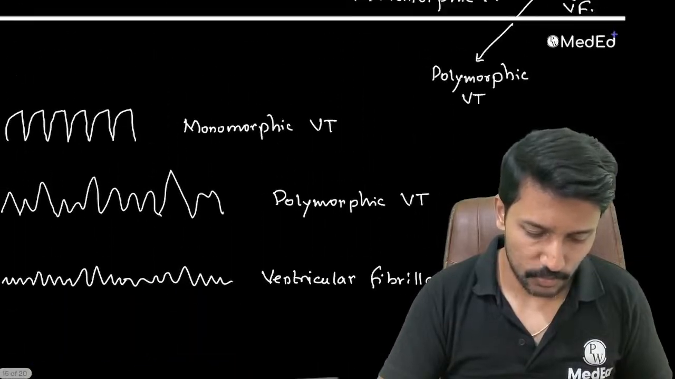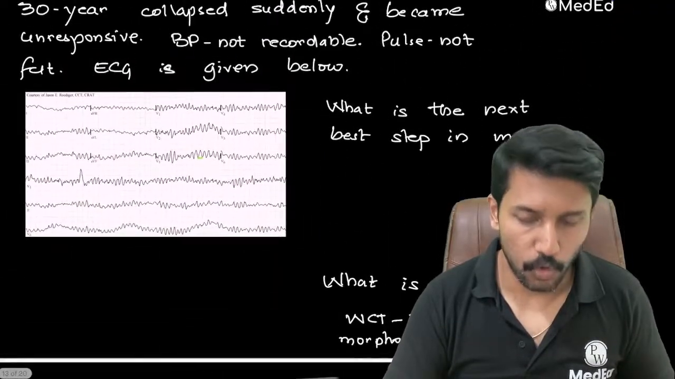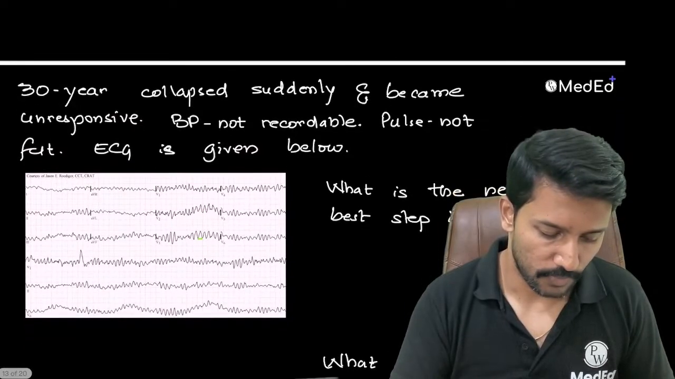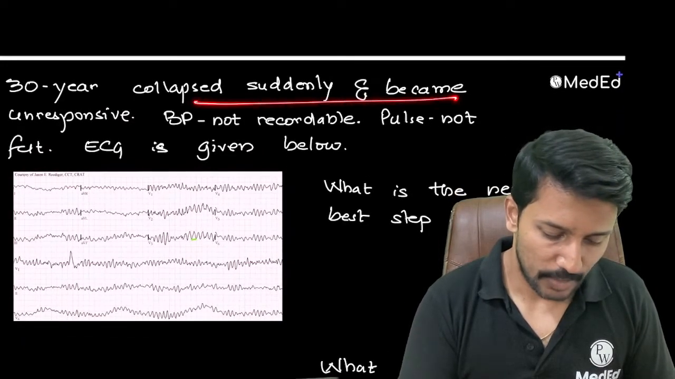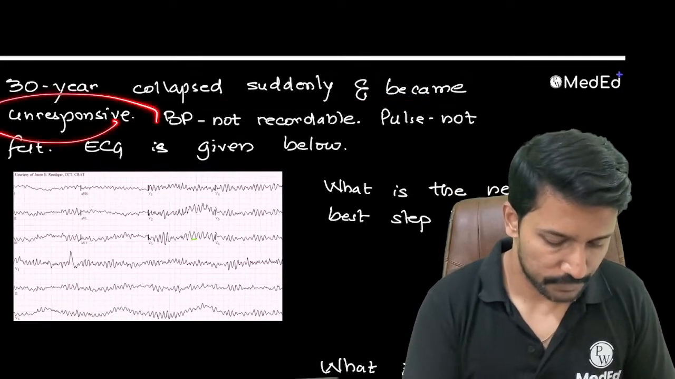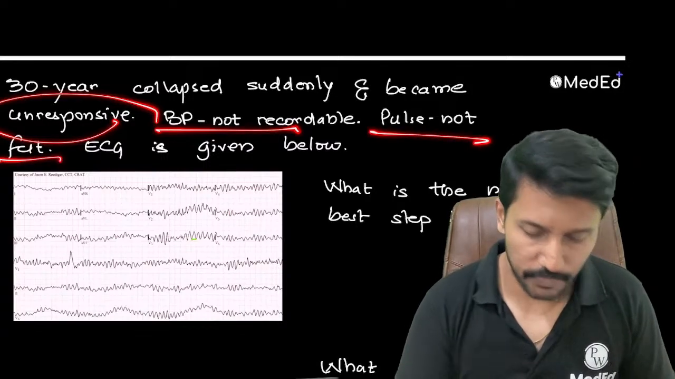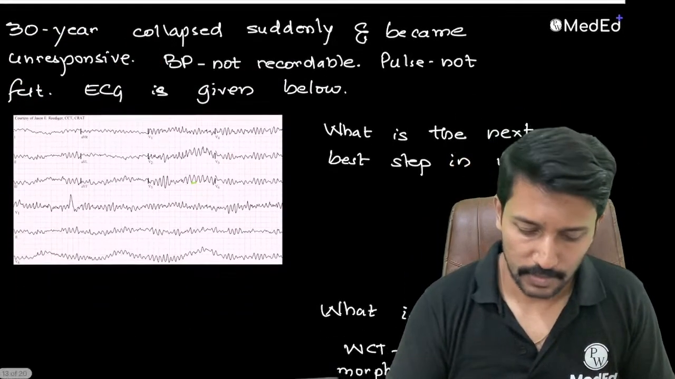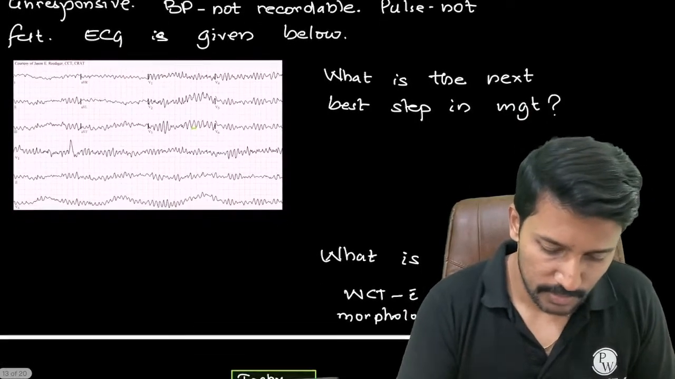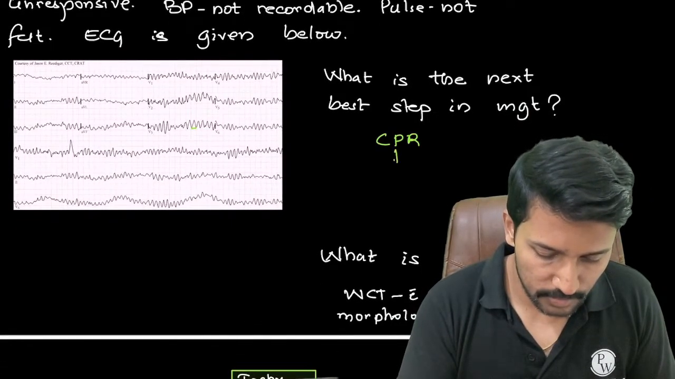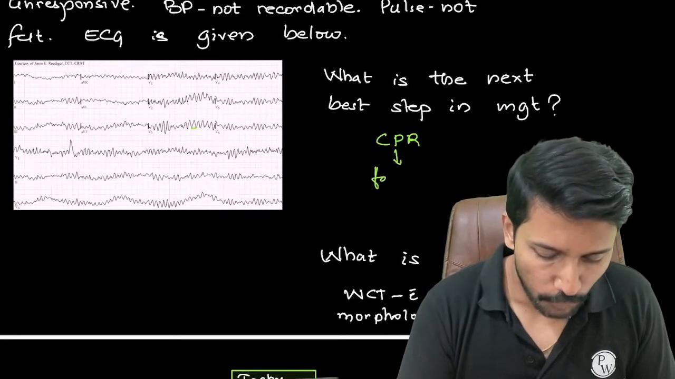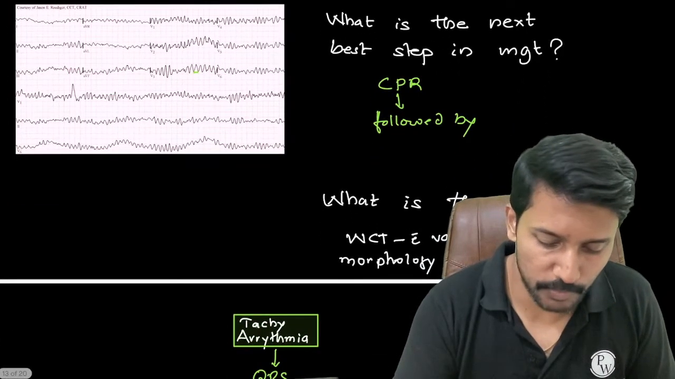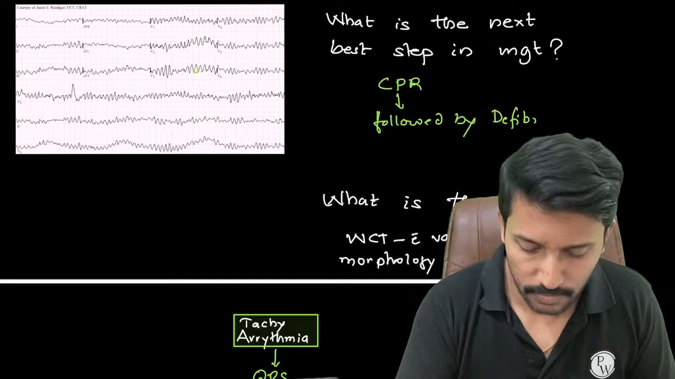So in this case, what is the next best step? I am giving you two options: defibrillation, CPR. Look at the patient's story. 30-year-old collapses suddenly, becomes unresponsive, BP is not recordable, pulse is not felt, ECG is ventricular fibrillation. What is the next best step? The next best step will be CPR, followed by, after the CPR, defibrillation.